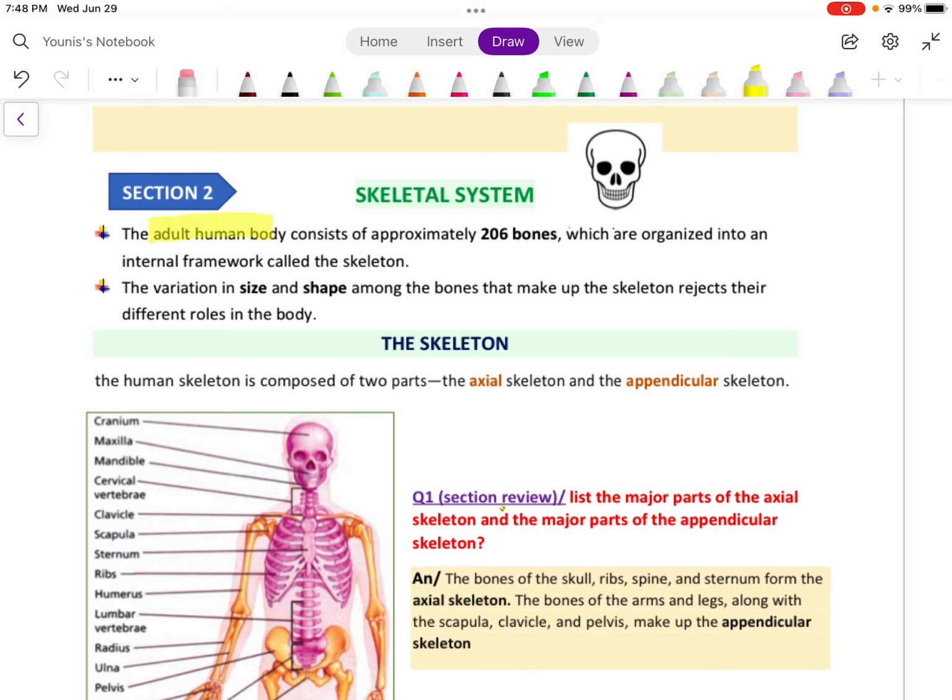An adult human body skeletal system is made up of 206 bones. This is very basic information that everyone must know. So, an adult skeletal system is made up of 206 bones. This number must be memorized.